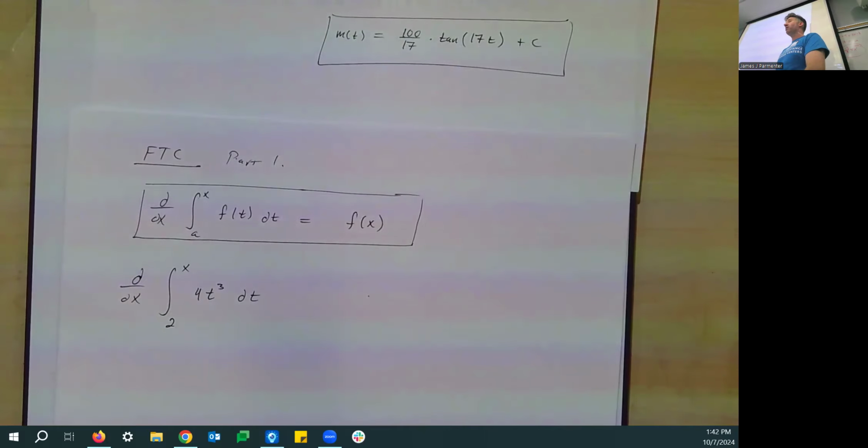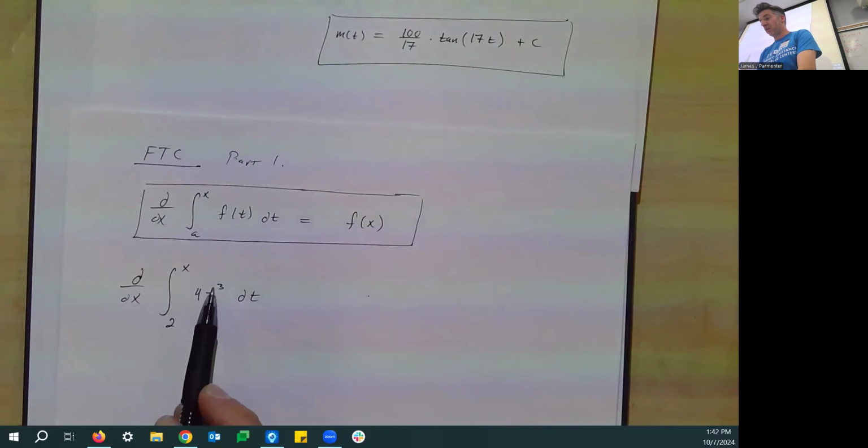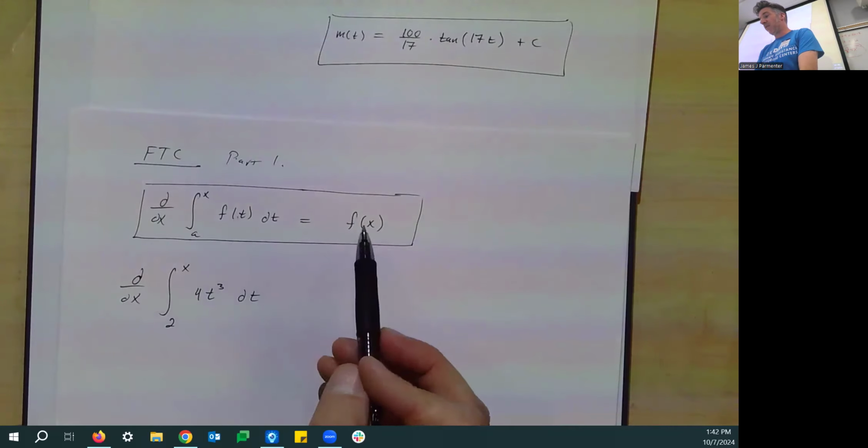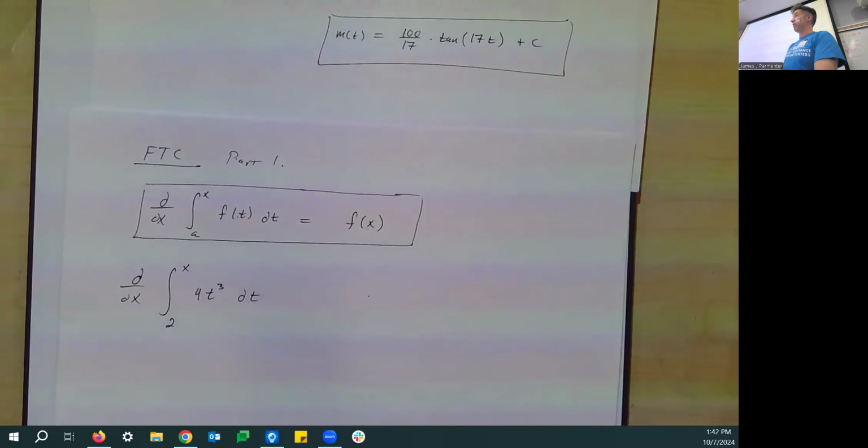So normally, the way someone wants you to do a problem like this, if they're giving you a problem like this, is just to say that the answer is 4x cubed. Because that's what the fundamental theorem of calculus tells you can do. It says if you're going to take the derivative of the antiderivative of a function of t, it's the same function, but of x instead of t. But we're going to do it the long way so that we can see why that's true.